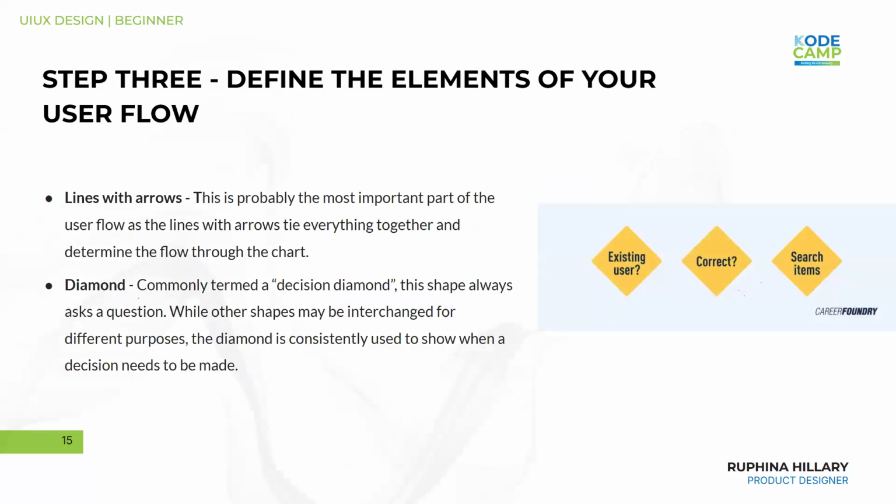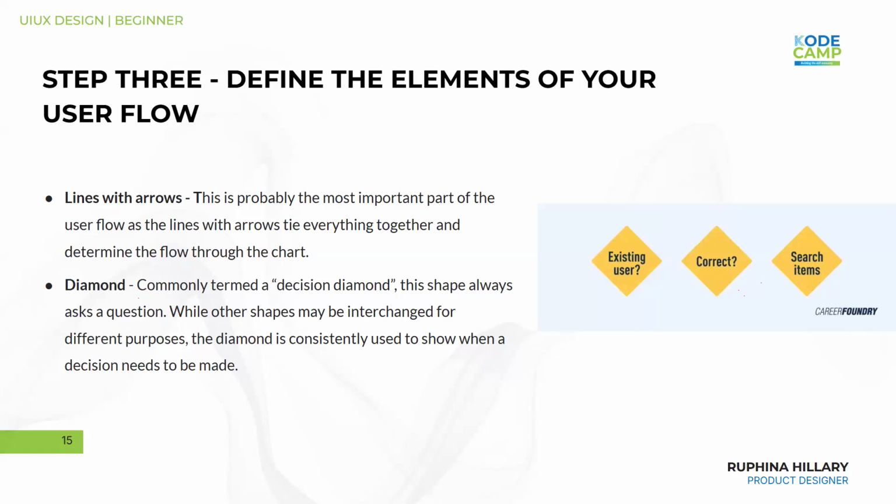So we also have the lines with arrows. This is probably the most important part of the user flows, as lines with arrows tie everything together and determine the flow through the chart. Remember, this is a flow. Once you think of flow, you think of a straight line, something that is flowing, that is seamless, that is not detached. So your line with arrows is used to join different parts of your user flows. Depending on the direction of the arrow, it tells you what direction you should be taking. So what they do is to simply give you direction. That's the line with arrows.